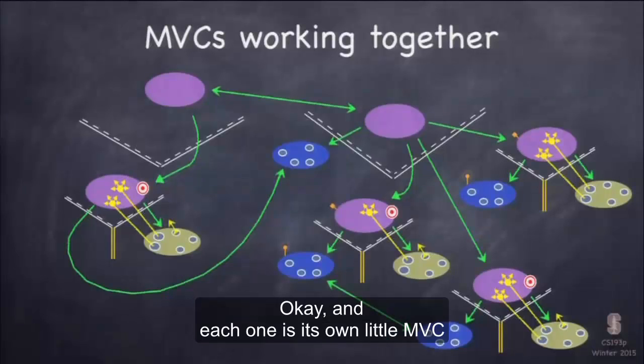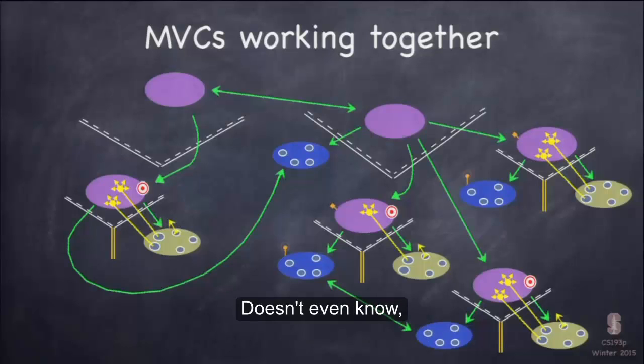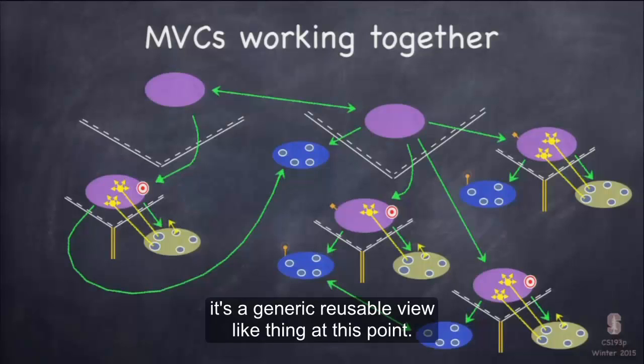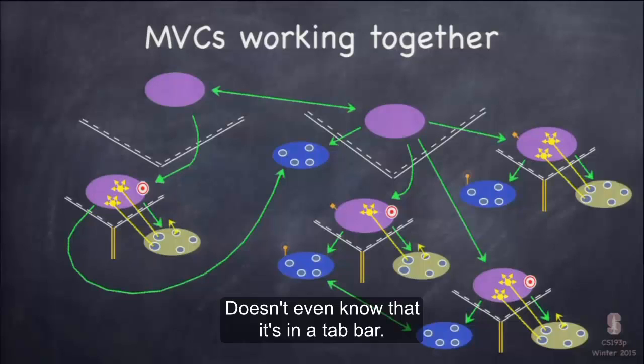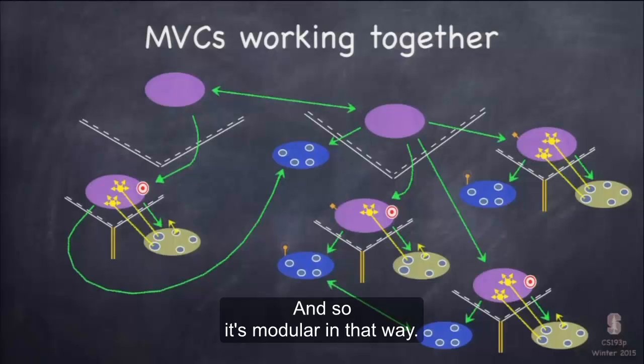Okay? And each one is its own little MVC, completely independent, operates on its own. It's a generic, reusable view-like thing at this point. It doesn't even know that it's in a tab bar. Okay? It just knows it's supposed to do whatever it does. And so it's modular in that way.